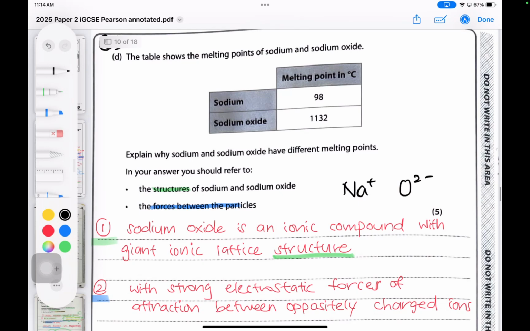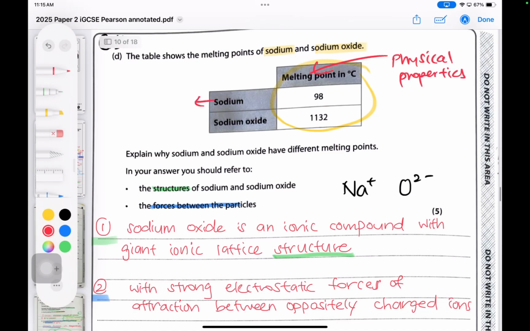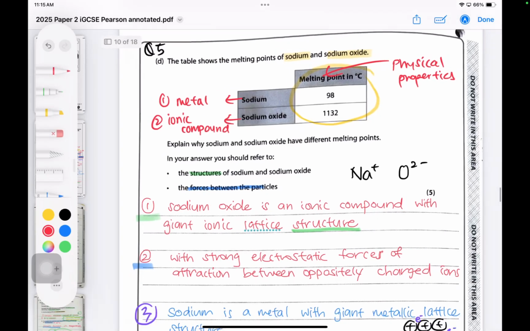To give you a little bit of context here, they help you understand that you are trying to compare between sodium and sodium oxide. And the only physical property that they're giving you is the melting point. So take note, this is our physical property, and physical property is always linked to the type of bonding within the substance, okay? So here, you need to be very clear that sodium is a metal, and sodium oxide is an ionic compound. So we have got 2 different categories of things that you need to compare.